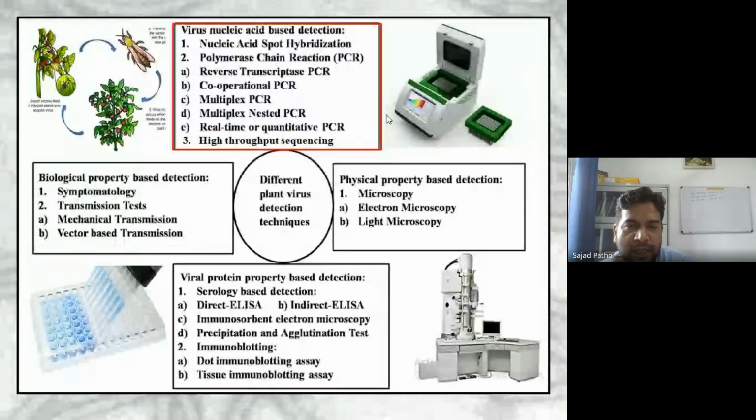You can see here, nucleic acid spot hybridization is there, polymerase chain reaction is there. These are variants of the polymerase chain reaction, like RT-PCR, co-operational PCR, multiplex PCR, nested PCR, real-time or quantitative PCR. And one more very important method being used nowadays is called high throughput sequencing or next generation sequencing.